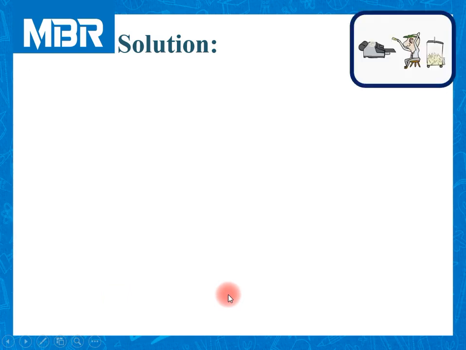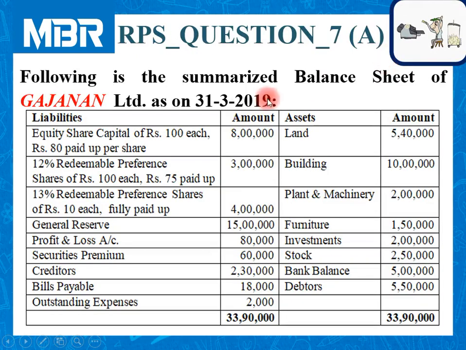Let us enter into step number 6, one of the most important steps for this question. As per the information given to us in our question, we have issued our equity shares for rupees 100 each face value and rupees 80 paid up per share.